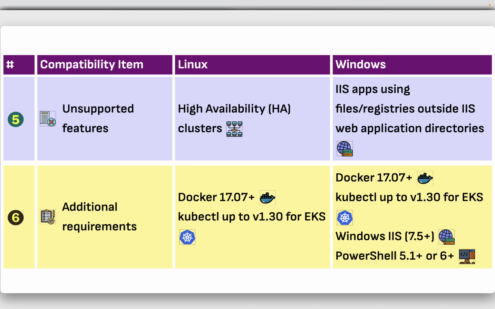Additional requirements, so Docker must be installed and it should be 17.7 plus, kubectl up to 1.3 for EKS if you want to deploy it to EKS. And for Windows, these are the minimum requirement. Docker must be installed on that machine, on the host machine, kubectl, if you want to deploy it to EKS. And for Windows, IIS must be installed, and PowerShell 5 plus or 6 plus.